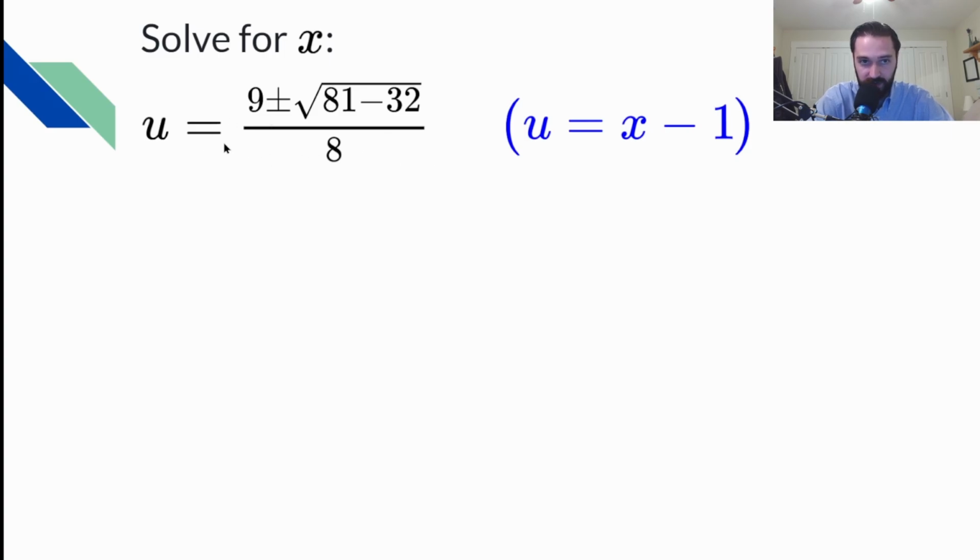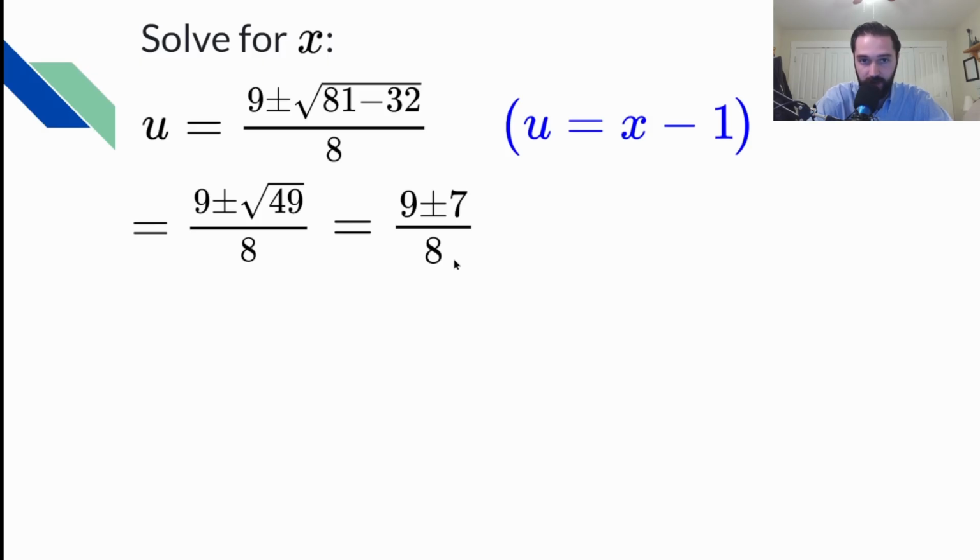So u equals this thing, which equals 9 plus or minus the square root of 49. And that's a perfect square, so our answers are going to be rational numbers. We get 9 plus or minus 7 over 8, and that gives us two solutions. We get 9 plus 7 over 8, that's 16 over 8. And then we get 9 minus 7 over 8, that's 2 over 8. So u equals 2 and 1/4.